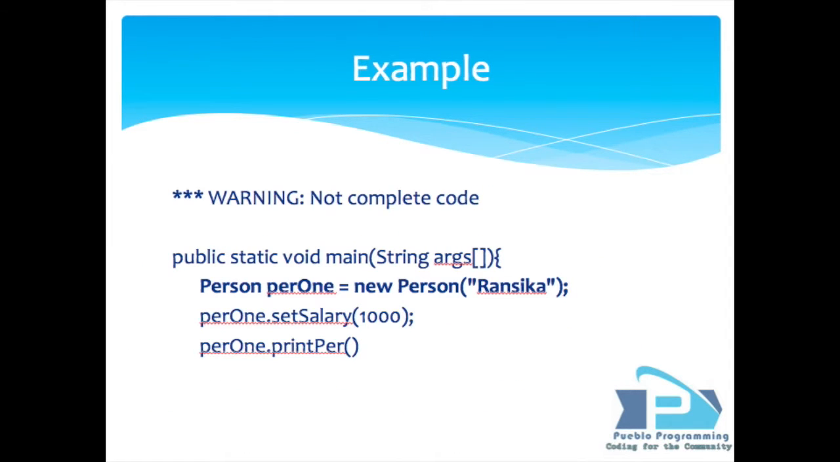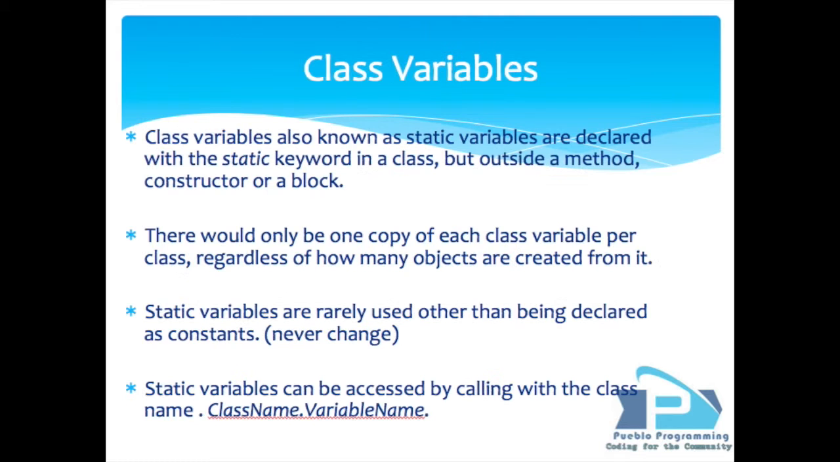So a good example, this is just an excerpt from a bigger piece of code, so that's why I have this warning right here, not the complete code, so don't copy and paste this into your development environment. It's not going to work. But we have person per one is equal to new person Ransika. So that's the person's name right here. But you see that new, which designates this as an instance variable and not some other type of variable. So that's a good example of an instance variable.